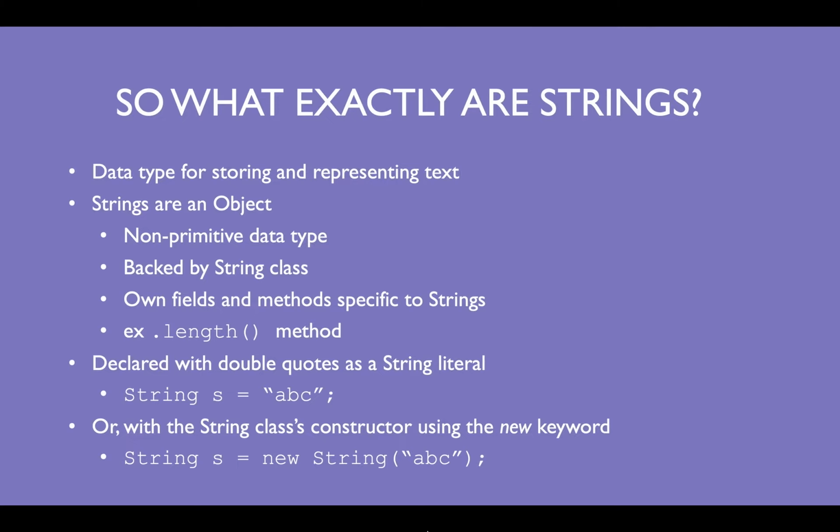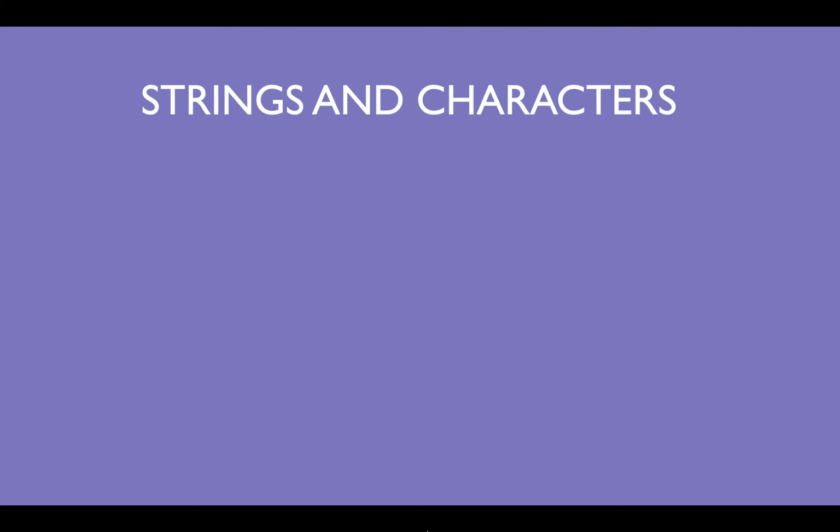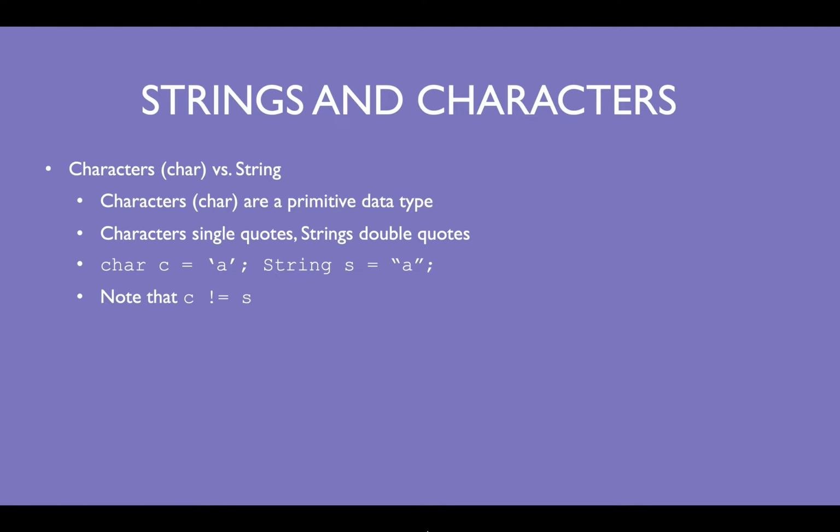One very important thing to know when dealing with strings is the distinction between strings and characters. Characters are a primitive data type, meaning that they are the purest and most rudimentary form of data. Other examples of primitive data types include integers, booleans, and floats, and they are not backed by a class. Whereas strings are not primitive data types and are backed by a class.